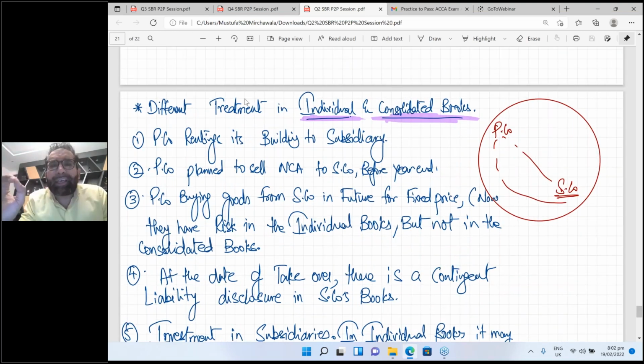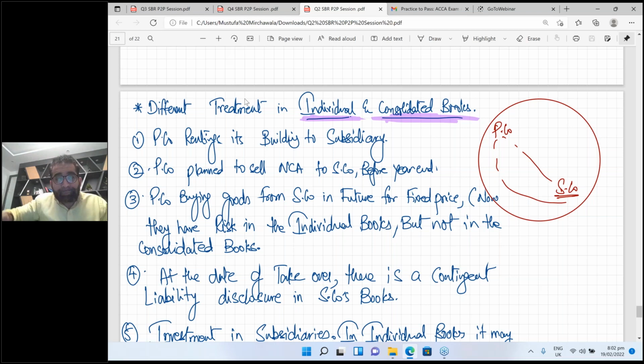The first one is related to IAS 40. Let us say the parent company has given a building to S company on rent. If you see the parent company individually, the parent company is earning rental income from that building. So in the individual books of the parent company we will apply IAS 40, because the parent company is earning rental income, right?